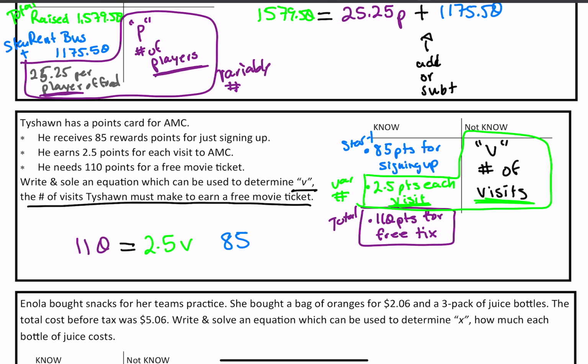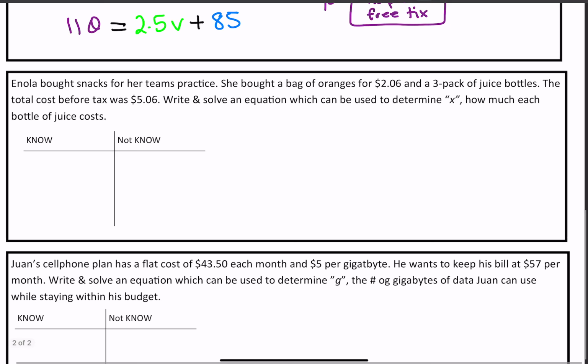Now, think about this. This is where you're going to use your brain. If you receive 85 points for just signing up, and then every visit after that is 2.5 points each, that is going to be addition. That is how a rewards program works. If it was subtraction, nobody would want to join that rewards program, okay? Again, solve it for extra credit.